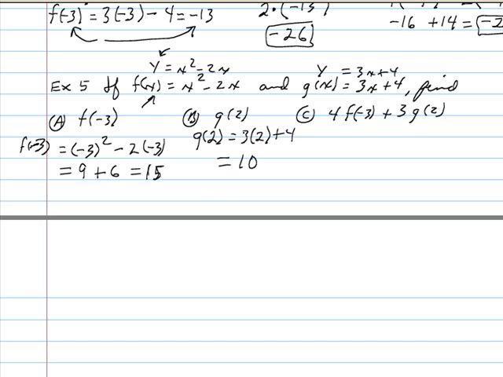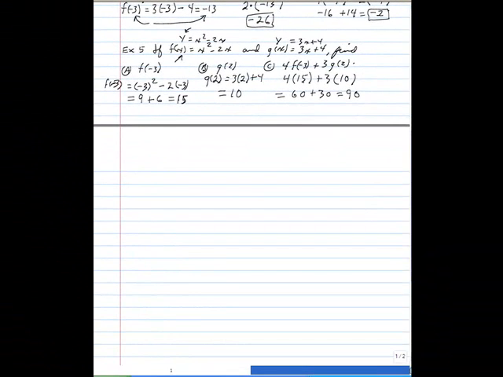Now, any time that I'm ever asked for g of 2, as long as this is the definition of g, g of 2 is 10. f of negative 3 is 15. So this problem says, what is 4 times f of negative 3? Well, if f of negative 3 is 15, then that's 4 times 15. And it's going to be 3 times something. 3 times what? So I go over here to get g of 2 is 10. So I plug 10 in here. So I get 60 plus 30 is 90. And I have computed 4 f of negative 3 plus 3 g of 2. And that completes the podcast on function notation.